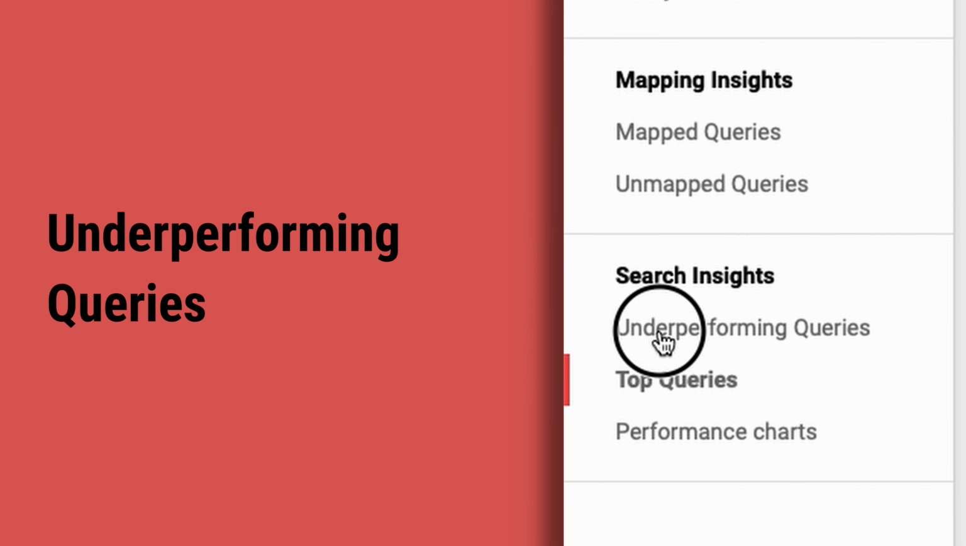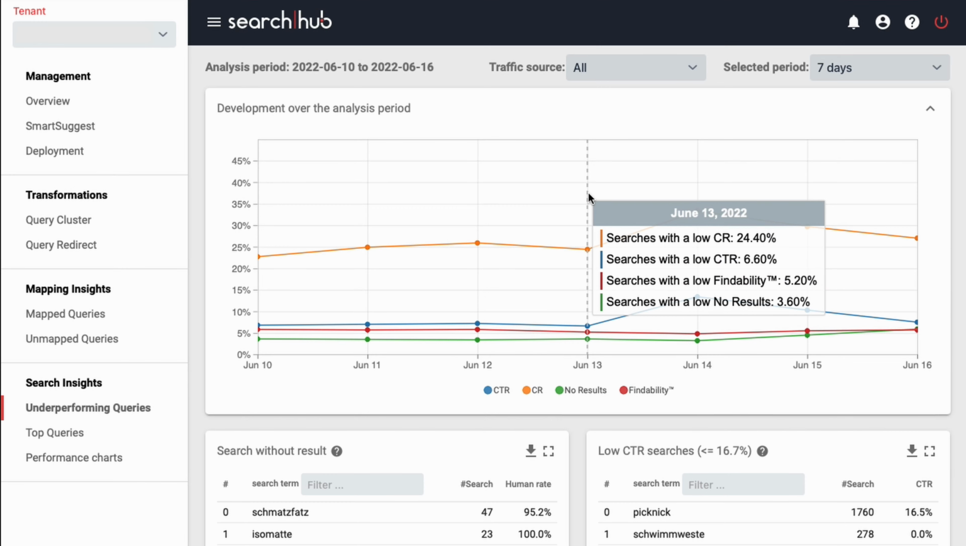Next, we have underperforming queries. All the concepts we discussed previously, sorting, filtering, and right-clicking, still apply here. The chart below is an overview of the relationship between your most essential search KPIs. Low conversion rate, low click-through rate, no results, and searches with low findability over our 7-day period.